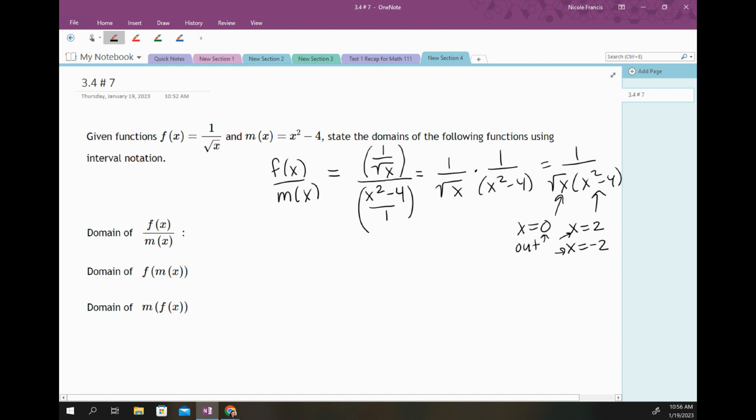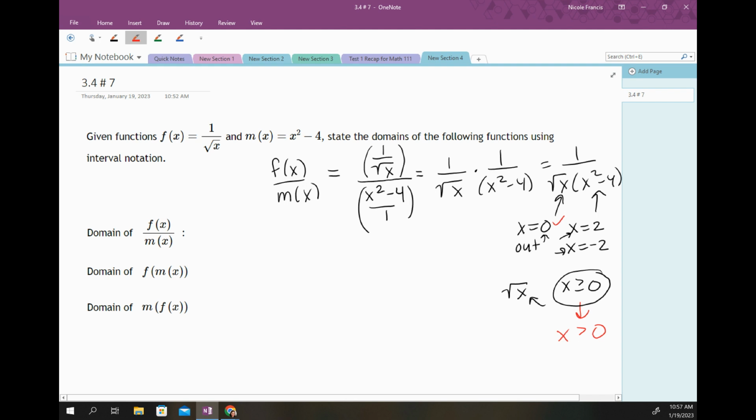The other thing we need to look at is that we can't take the square root of a negative number, so we can't have anything less than 0 under the root. For the square root of x part, we need x to be greater than or equal to 0. Let's put that all together. We can't have anything less than 0, so x greater than or equal to 0 is where we start, but we also don't include 0 because that would make the denominator 0. So now we have x greater than 0.